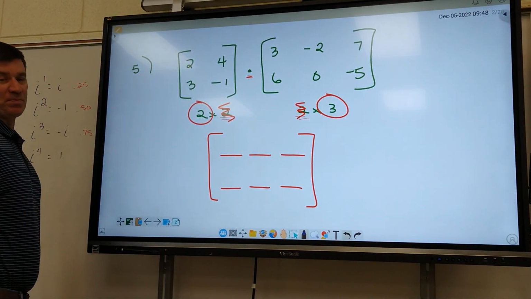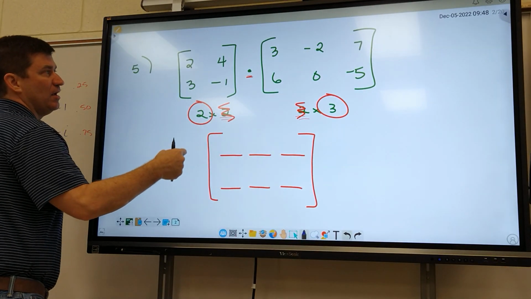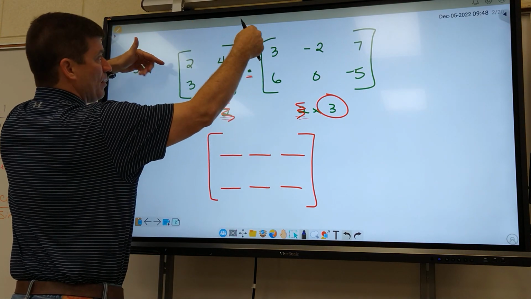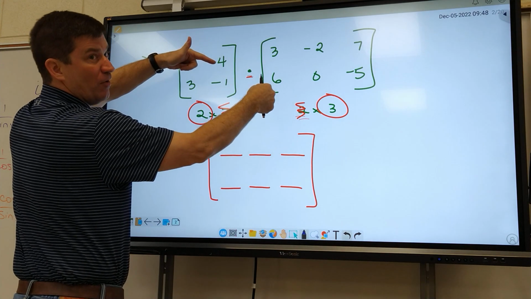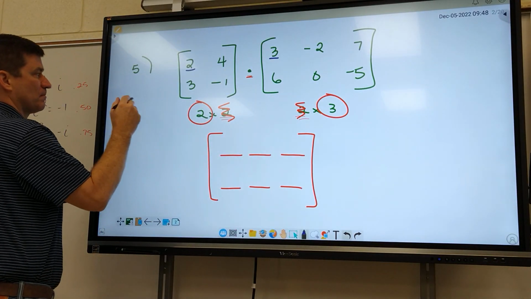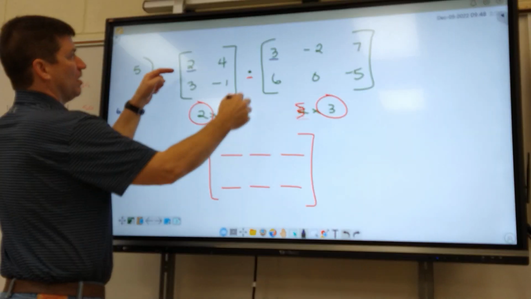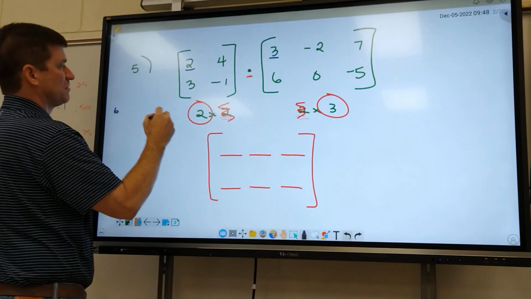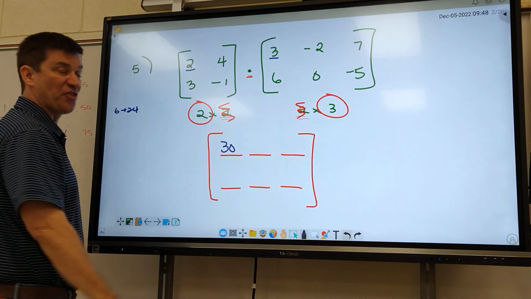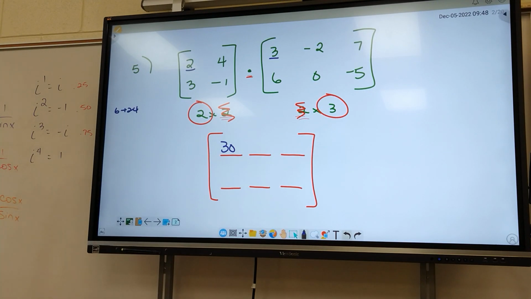All right, when you multiply, to find this number, we're going to multiply the top row in the first column, like this. As I move over, I'm going to move down. So watch. What's 2 times 3? 6, right? What's 4 times 6? 24. Add them up, my first number is 30. What do you mean by 4 times 6?